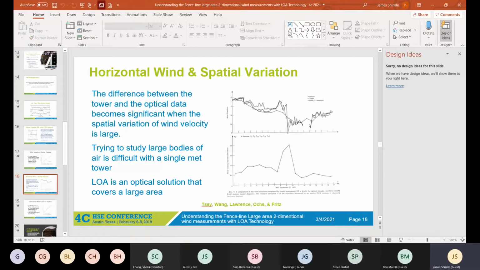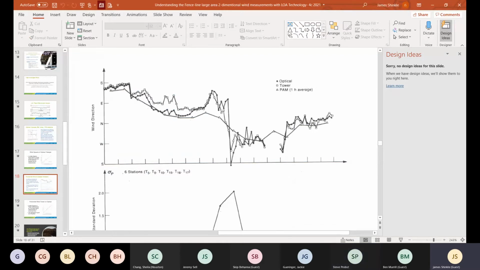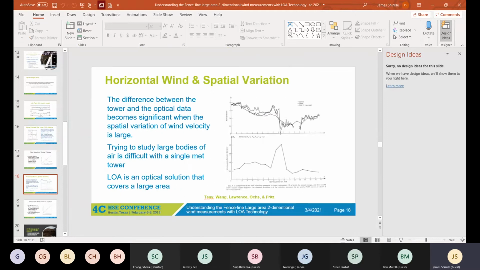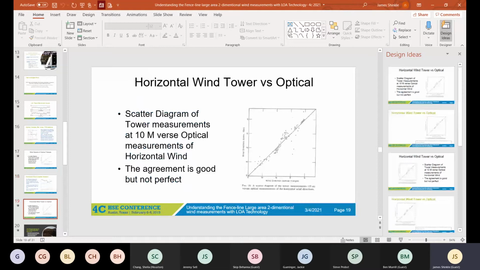If you look at this little diagram, you can see where we have the optical measurements, the tower, and then the PAM stations. When we're looking over a long distance, you can start to see how much the spatial variation of wind is going to make a difference in your measurements or your calculation of what's going on in that area.